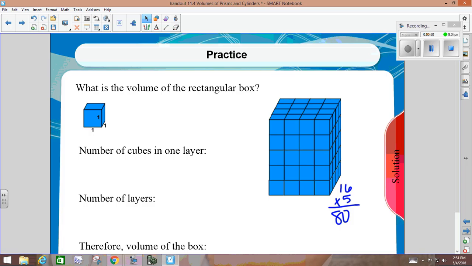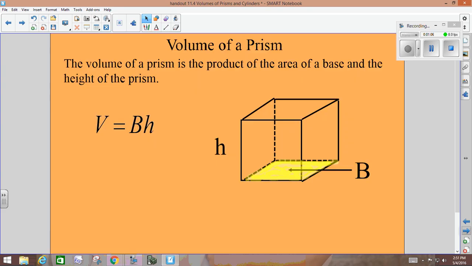That 16, what did that represent about that bottom? Excellent, the area of the bottom of it. And what's the 5 represent? The height. There's your volume formula. The area of the base times the height. Okay? So you should find it there at the top. Volume for a prism is the area of the base, big B times the height, H.